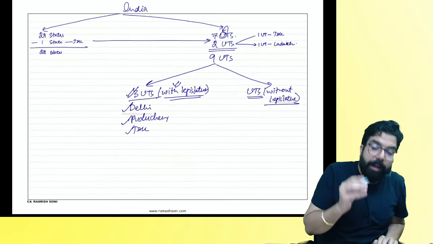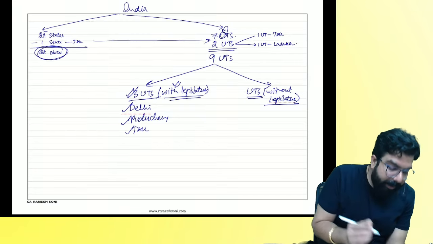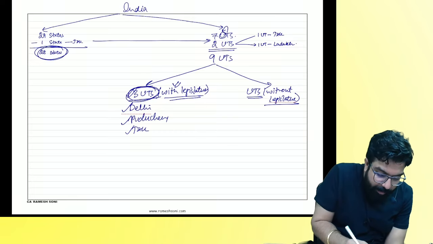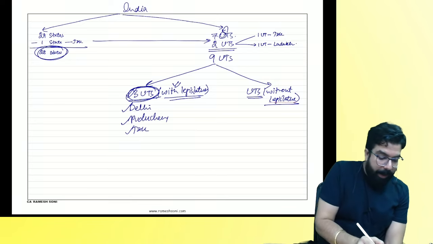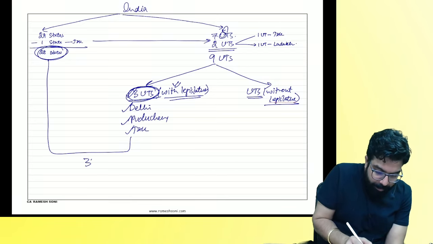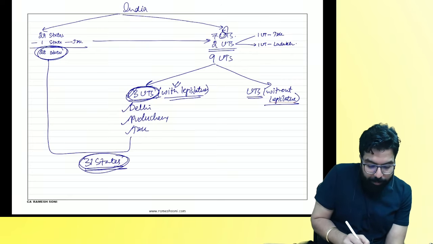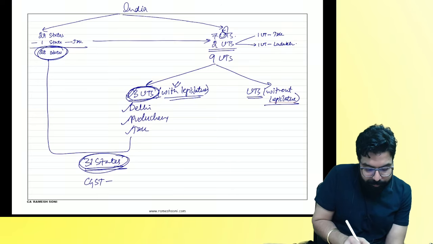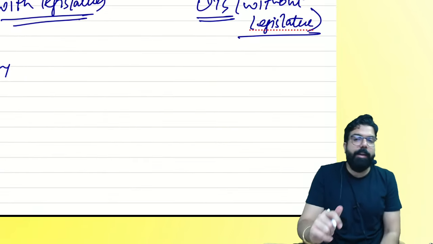Now listen. In GST, 28 states are there. And these 3 UTs with legislature are also considered as a state. And how many states do we have? 31 states in GST. Are we clear, everyone? Whenever a transaction happens within states, what will you charge? GST. And whenever UTs, can you tell me the UTs, everyone, now?